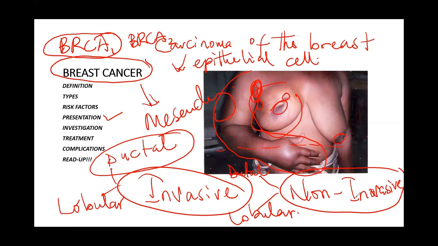So surgery doesn't mean you remove breasts. It could be breast conserving surgery. It could be mastectomy. There are various types of mastectomy, which we won't go into. Then you could have chemotherapy, radiotherapy, targeted therapy, immunotherapy. These are the various types or modalities of treatment.